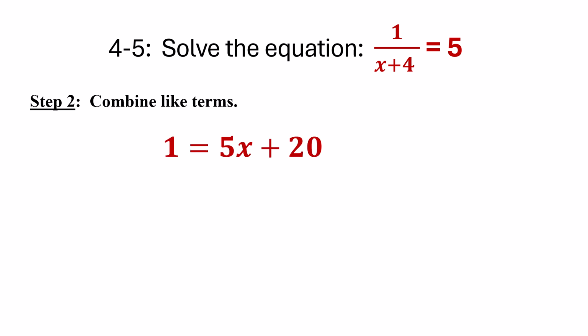And here is what you want to do. You want to try to get your like terms together. So you have a 20 over here. You have a 1 over here. You subtract negative 20 out. Negative 20 out. How's everyone doing?